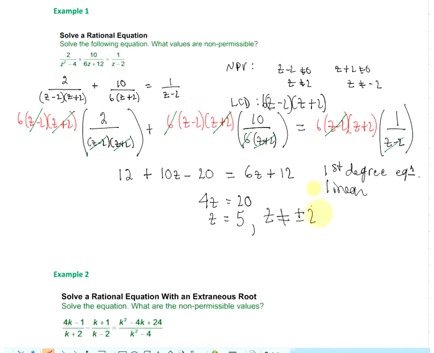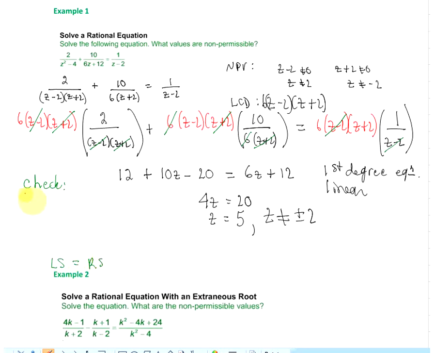Okay, so notice that our non-permissibles are that z just can't be a positive 2 or negative 2, so 5 is reasonable. Okay, that is a solution, but we're going to check anyway. So let's check over here. And just a reminder, you want to always check into the original equation, and you want to show that the left side is equal to the right side.